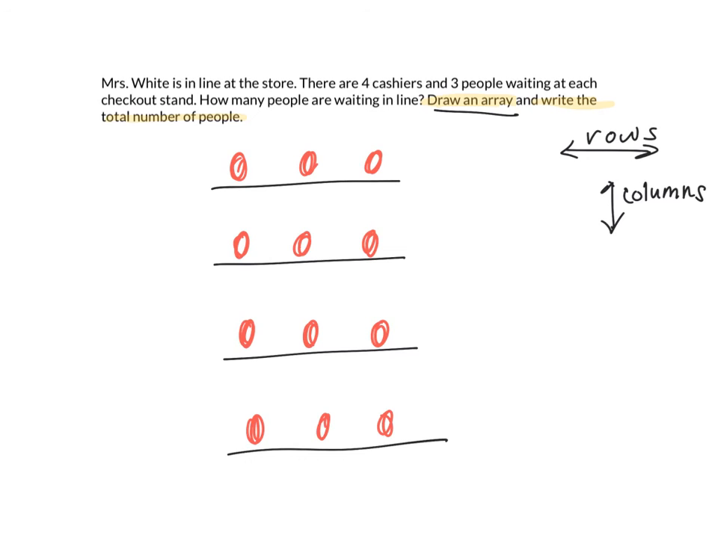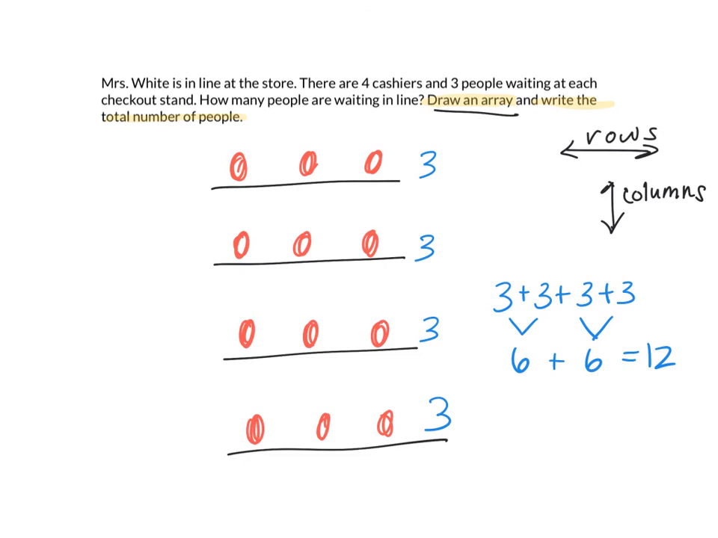So I see that I have to do 3. There's 3 here. I have to do 3, 4 times. 3 plus 3 plus 3 plus 3. And I'm going to turn those into a simpler problem. 6 plus 6 equals 12. So I have to write the total number of people. There are 12 people in line.